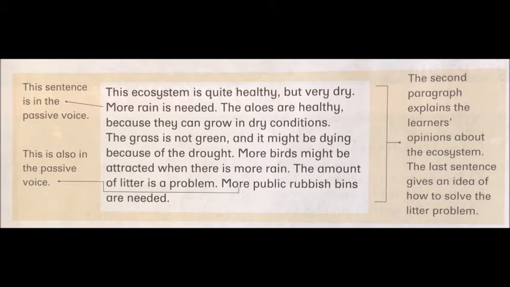The ecosystem in Grahamstown was described as quite healthy but very dry. More rain is needed. The aloes are healthy because they can grow in dry conditions. So they tell you that the plants actually suit the ecosystem. The grass is not green and it might be dying because of the drought. So again, they are referring to the dry conditions. More birds might be attracted when there is more rain. The amount of litter is a problem. More public rubbish bins are needed.